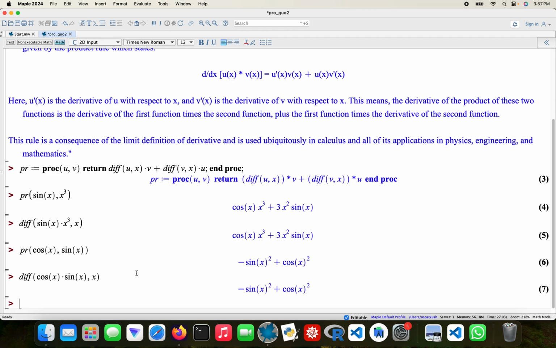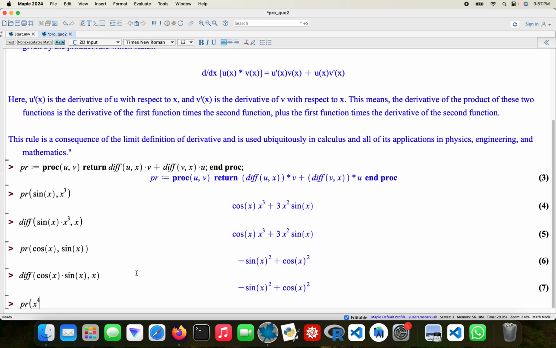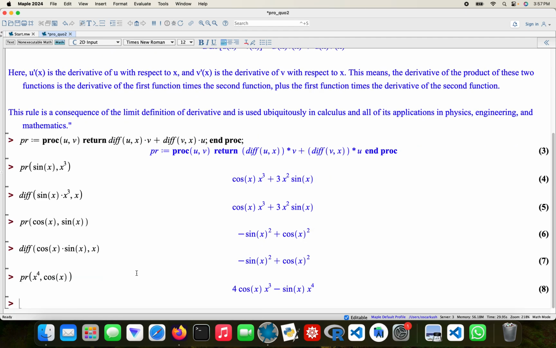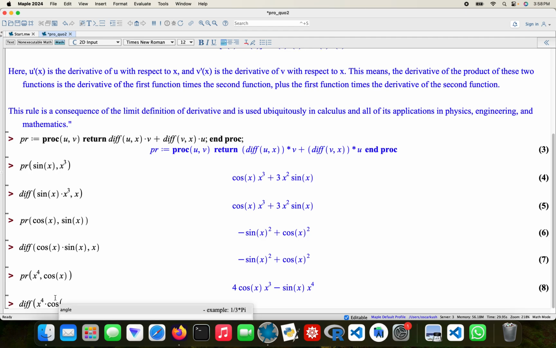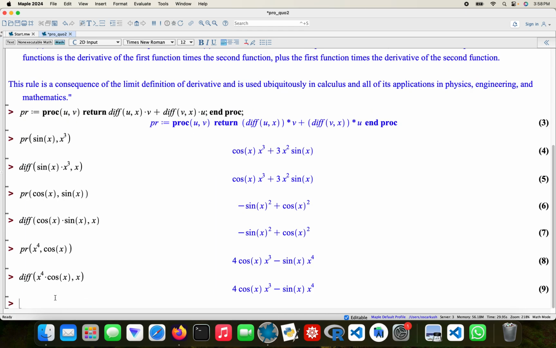And then one final one for the product rule. That'll be x to the power 4 and cos x. And then use the syntax that's used in Maple: differentiate, so diff, of x to the power 4 times cos x with respect to x. There we are. Cool.